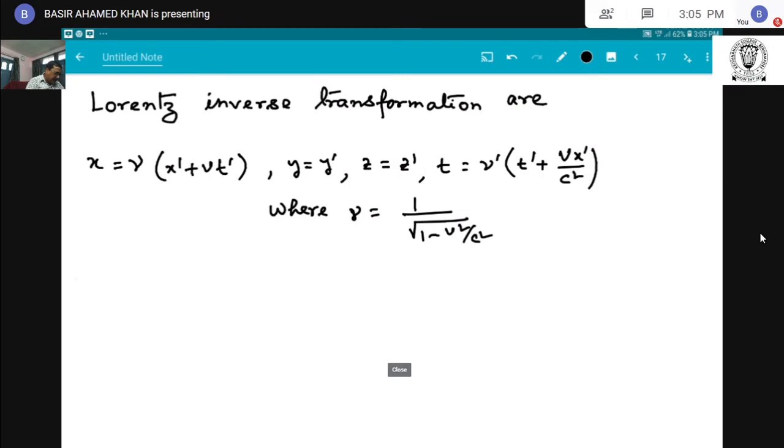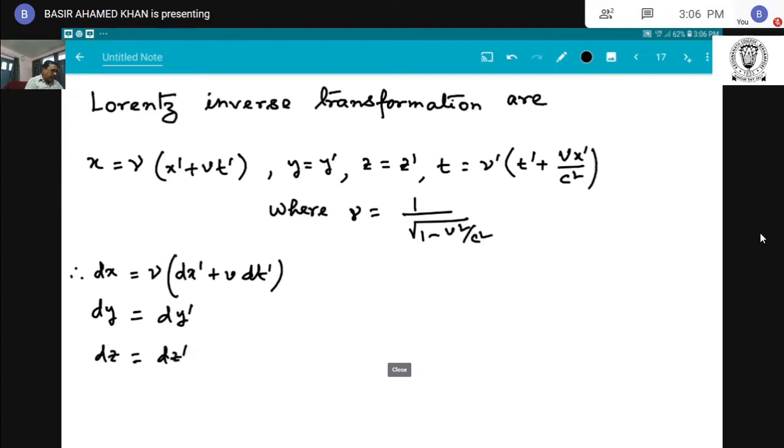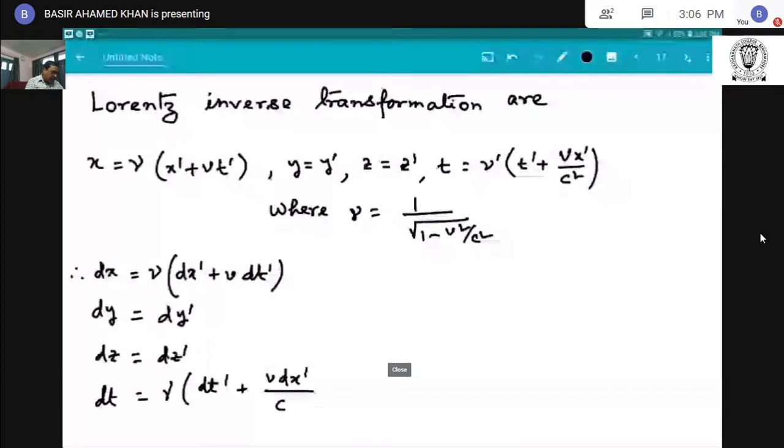Therefore dx equal to nu dx dash plus v dt dash, dy equal to dy dash, dz equal to dz dash, and dt equal to nu dt dash plus v dx dash by c square.